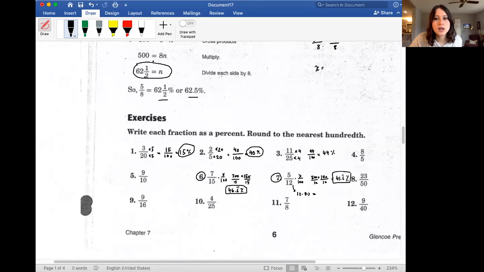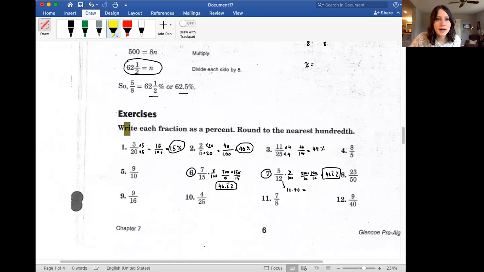So let's take a look at these 3. Why don't you guys do these 3? You do these 3 and then pause it, work them out, and then write your answer. So number 5 is 90%. Number 9 is 56.25%. And number 10 is 16%.